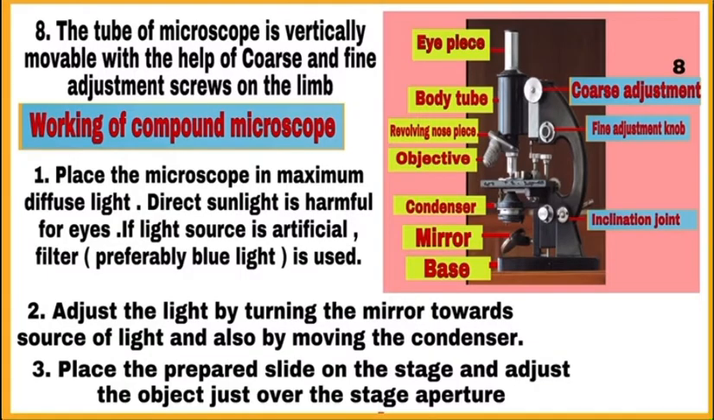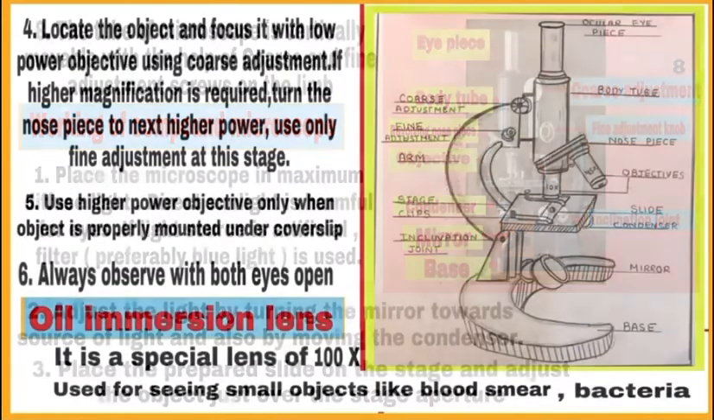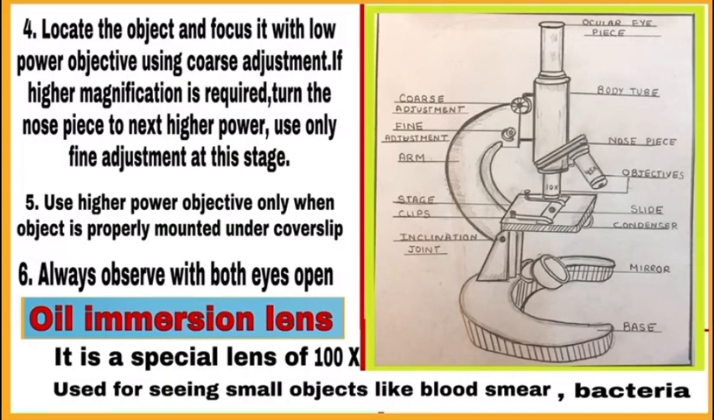First step, place the microscope in maximum diffuse light. Direct sunlight is harmful for eyes. If the light source is artificial, a filter is used. Preferably use blue light. Second step, adjust the light by turning the mirror towards the source of light and also by moving the condenser. Third point, place the prepared slide on the stage and adjust the object just over the stage aperture.